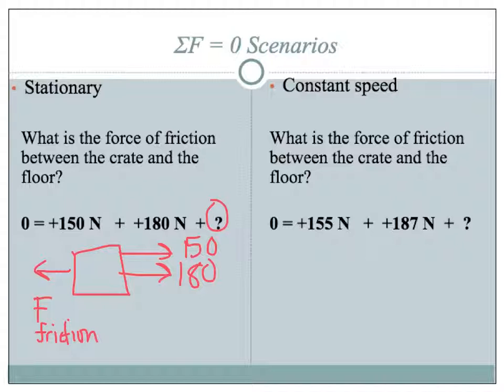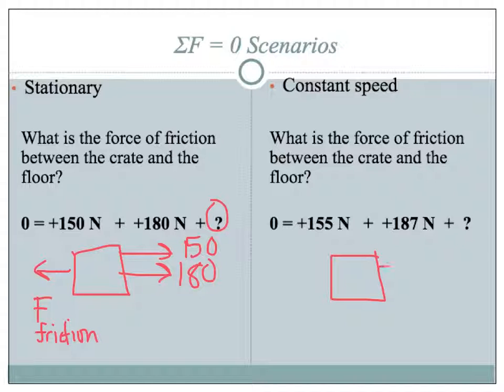Now check out the constant speed example. Again, we've got kids pushing on a crate, they're pushing in the same direction, and the crate is sliding at a constant speed. Ooh, constant speed. That should be a hint to you that we have uniform straight line motion. Again, we've got a net force equals 0 case. We can solve it the same way as our previous example.